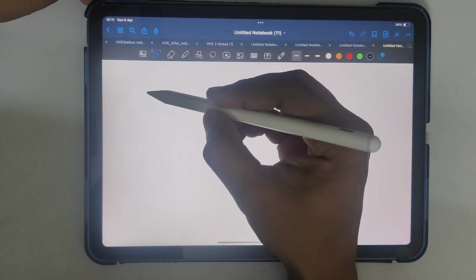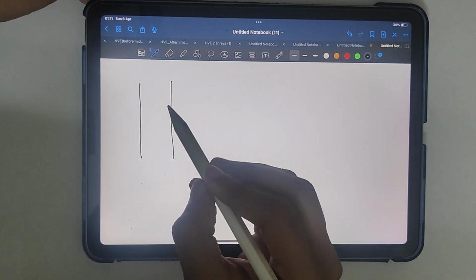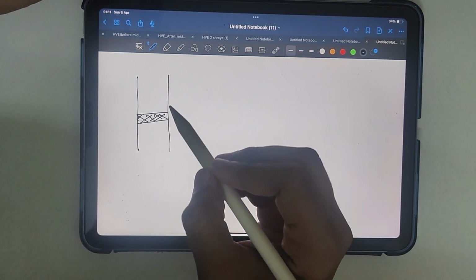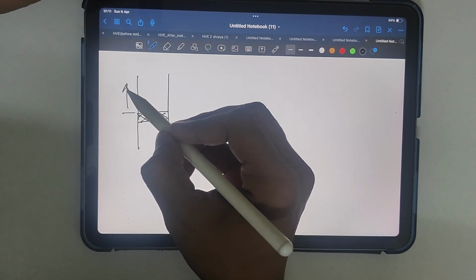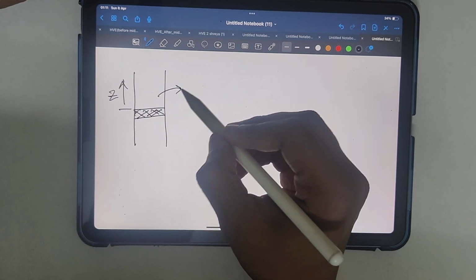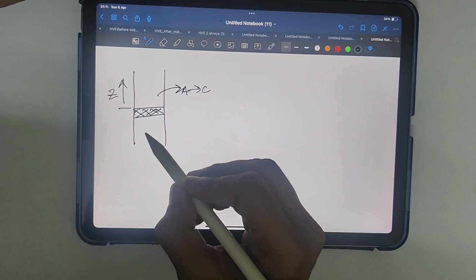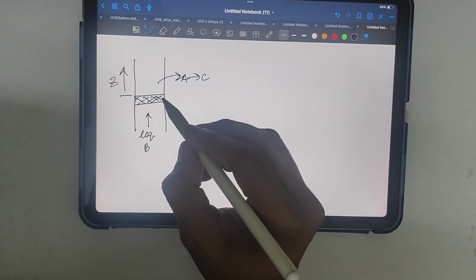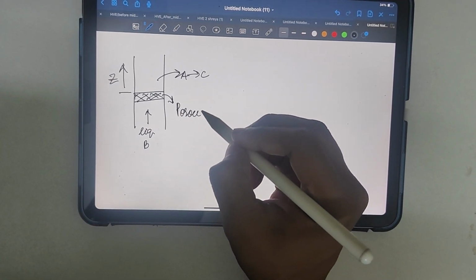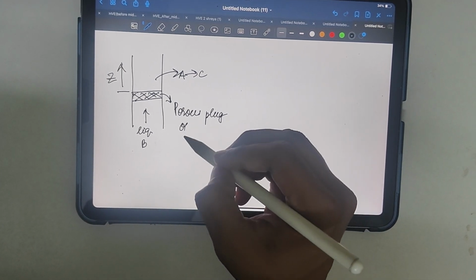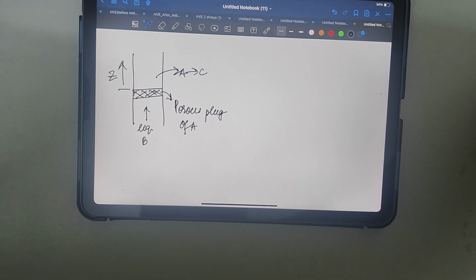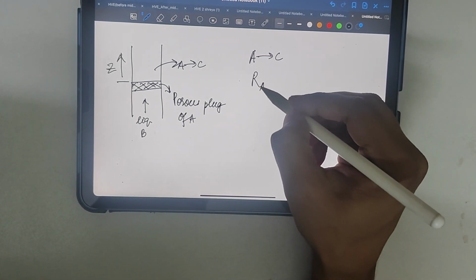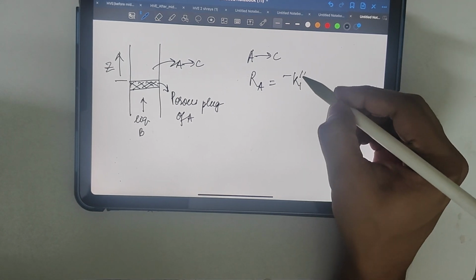Now we'll first see the figure. The reaction is as follows, and the rate is given by minus K1 triple dash Ca.